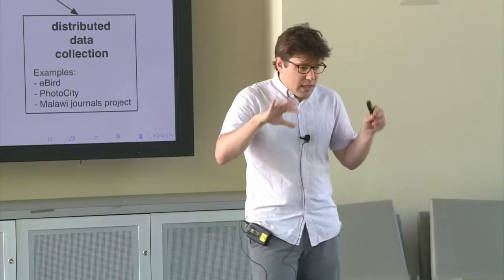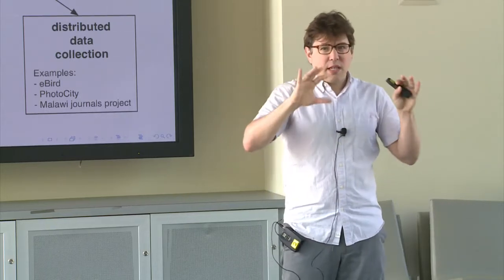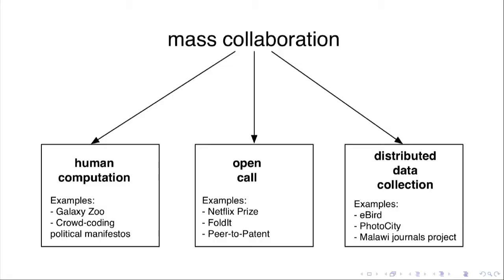And so I like to sort of split up this space into three main buckets. There are many ways to divide this space. This is the division that I've come up with that I think is most useful for social research. And so we have three main areas. The first is human computation.